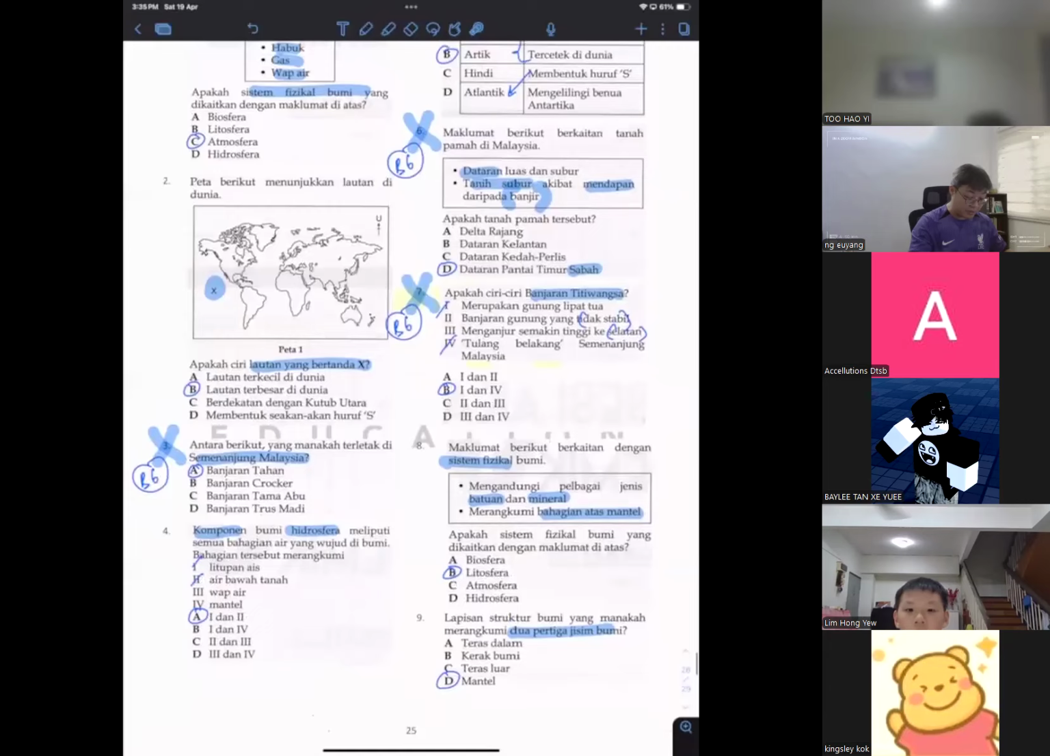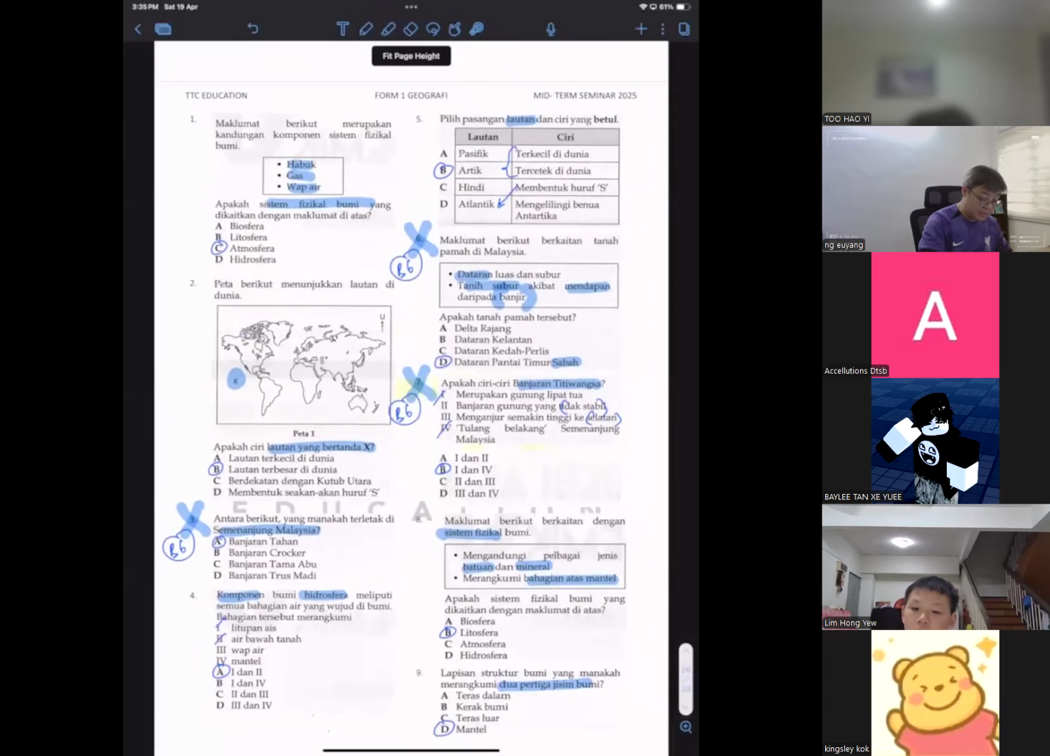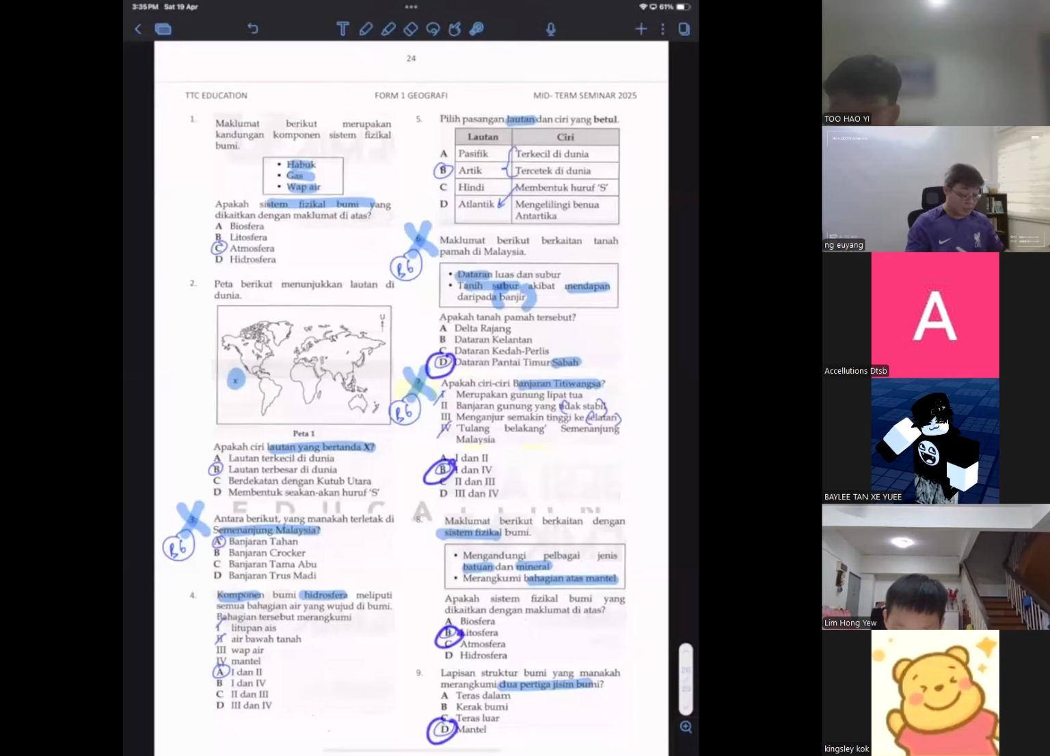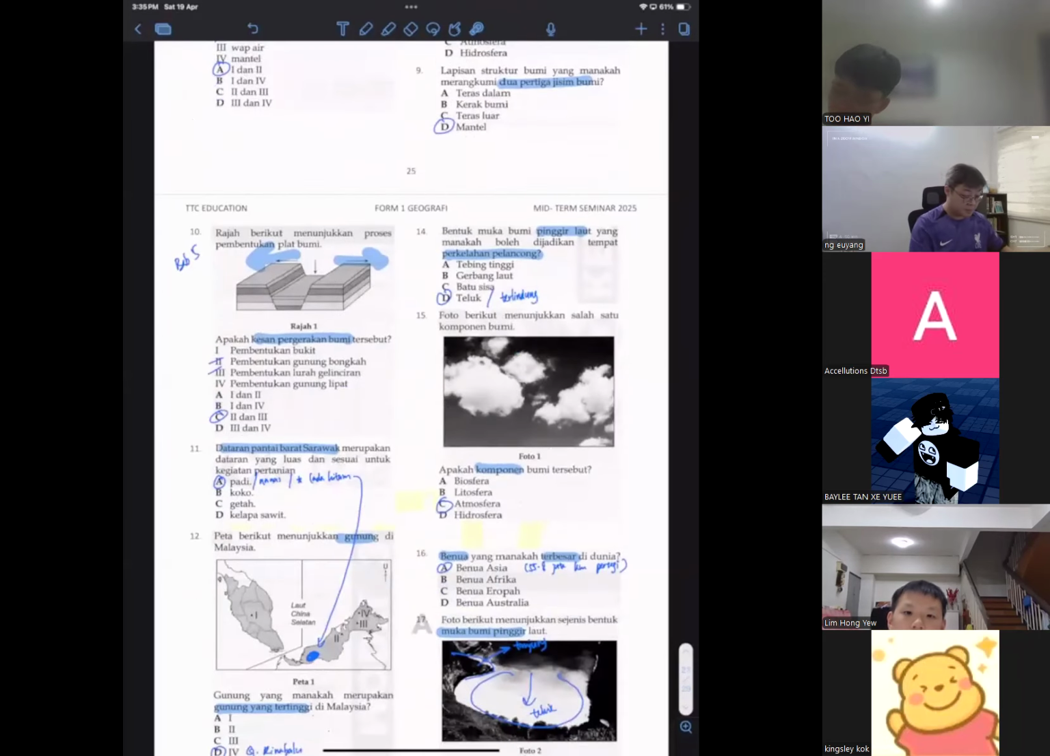Page number 25. Question 1 is C. Question 2 is B. Question 3 is not relevant to your bab 1, 2, 3, 4, 5. It's your bab 6. So that's your A. Question 4 is A. Question 5 is B. Question 6 is D. 7 is still your bab 6. So 6 is D, 7 is B. 8 is B. 9 is D. So these are the first 3 questions related to bab 6, not covered yet.